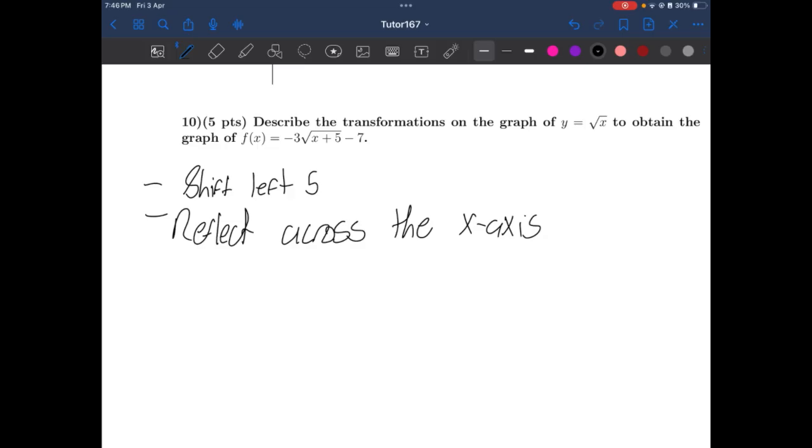Next thing that's happening is a vertical stretch by a factor of 3, because like I said, you're multiplying by not only the negative number, but it's 3. So you're stretching it by 3. So vertical stretch by 3.